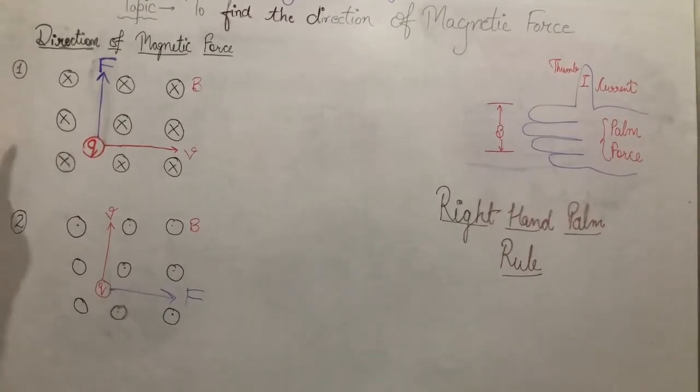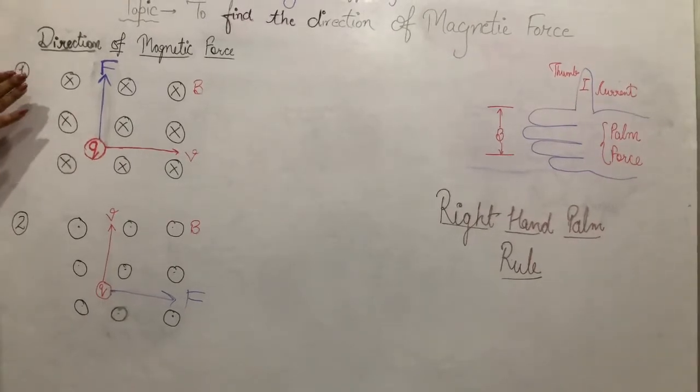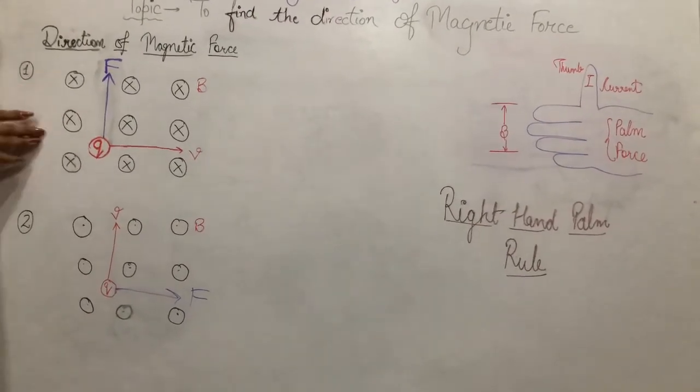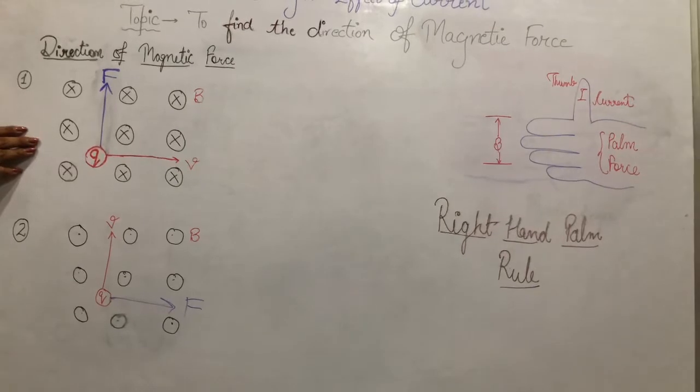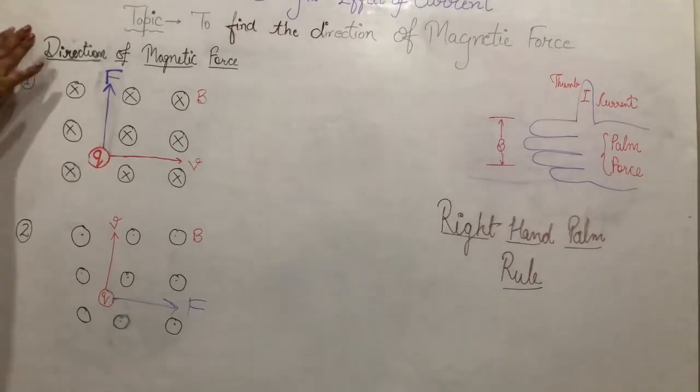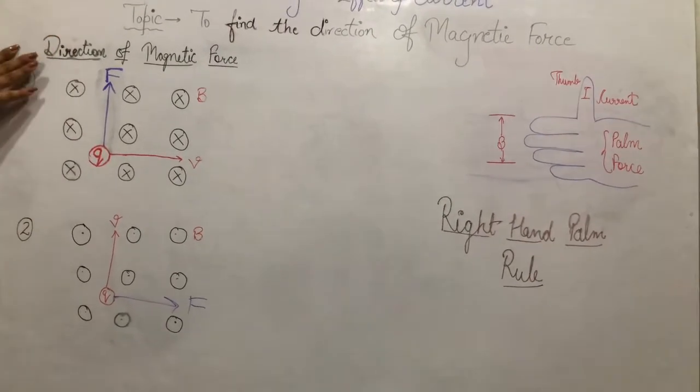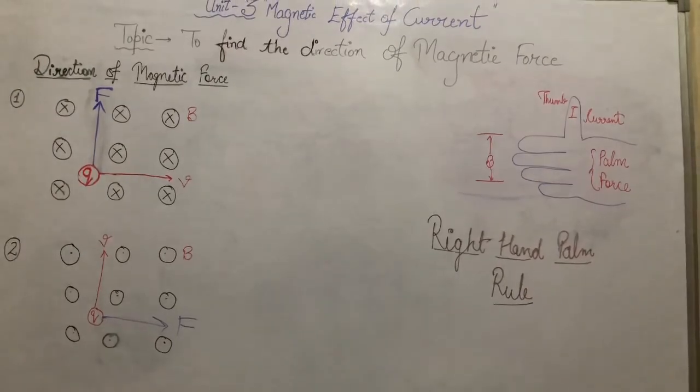So we can find the direction of magnetic force by Fleming's left hand rule and the right hand palm rule. And this is the shortcut method. You can choose any method to find the direction of magnetic force.